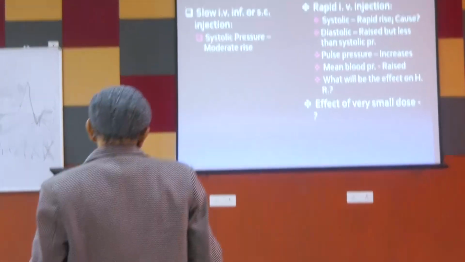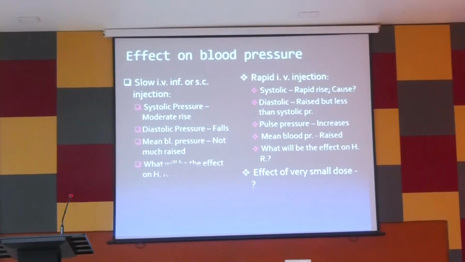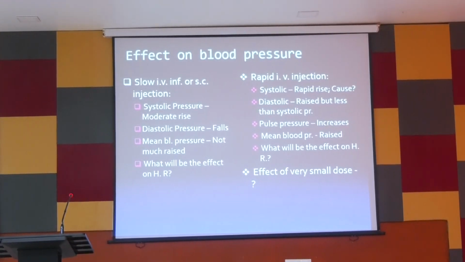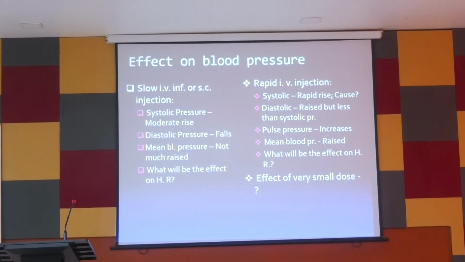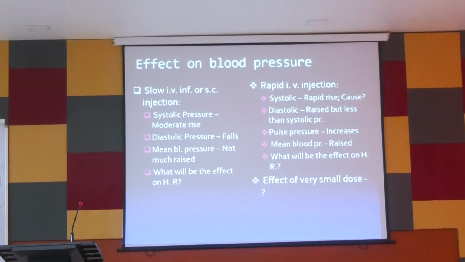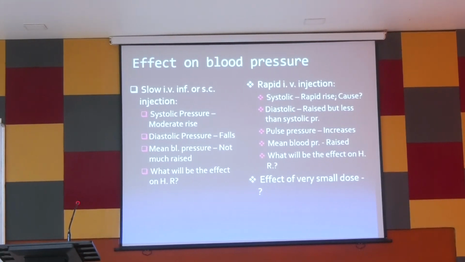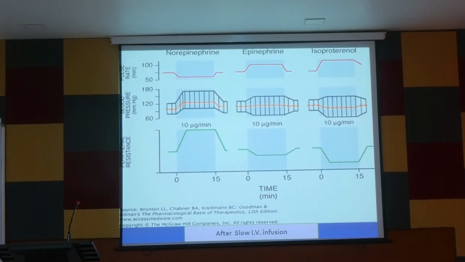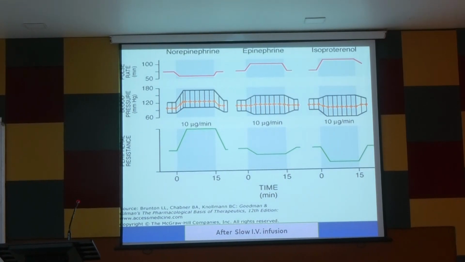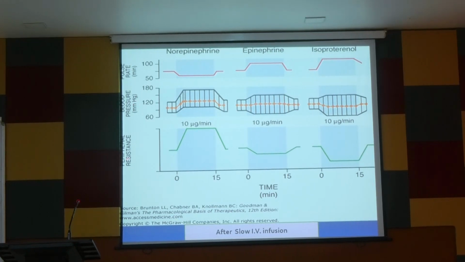Slow inhibition, and you can see here systolic pressure moderately rises, diastolic pressure at very small concentration falls, and mean arterial blood pressure is not much raised. Heart rate will be increased here. Now here you can see in this picture it will be more clear to you. You can see that is coming to the peripheral resistance.